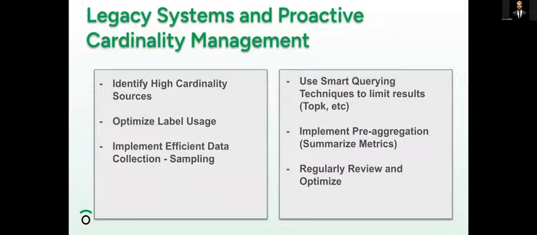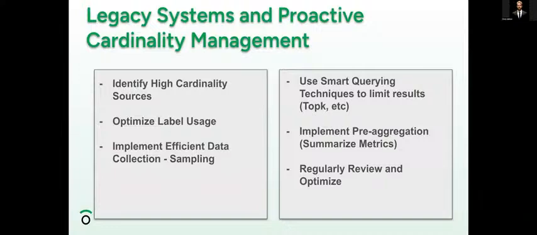Next, optimizing label usage. It's critical. You want to be strategic about the labels you define. Make sure you're only using relevant labels that provide meaningful insights and enforce consistent naming conventions across related metrics. In some cases, dropping or relabeling high cardinality labels that aren't crucial can simplify your data set without losing valuable information.